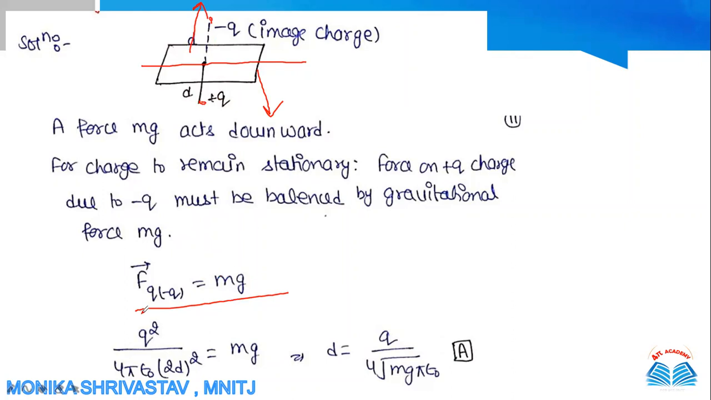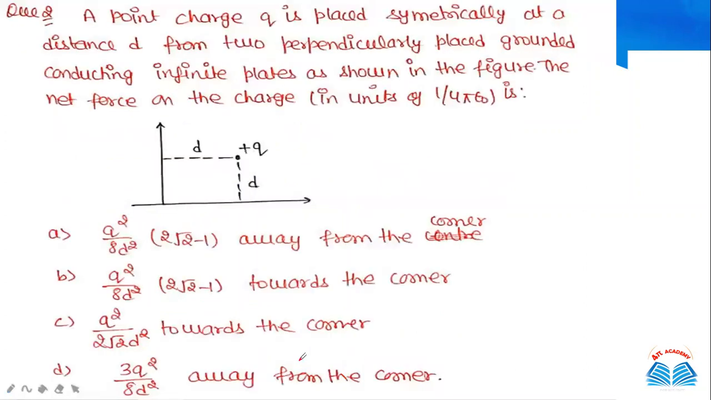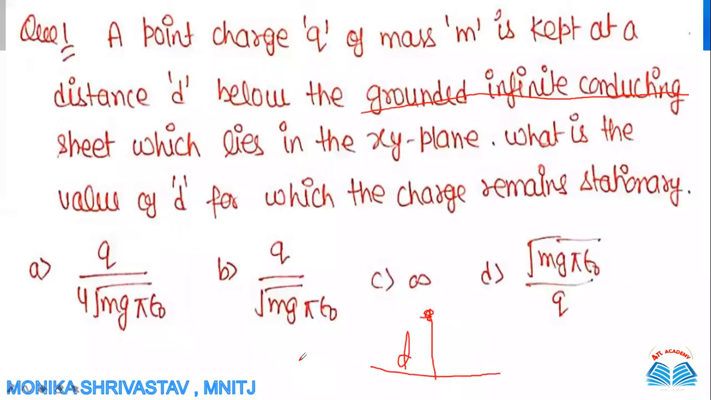So yes, this force is equal to mg. So you know how to calculate the Coulomb force, k q1 q2 upon the distance square. This d and this d is your 2d, equals mg, and you can get the value of d, which is q over 4 under root mg pi epsilon. So the right answer is this one. Option number 8. Easy now?